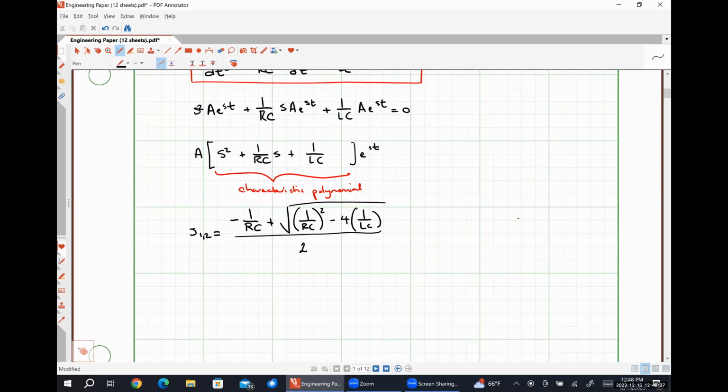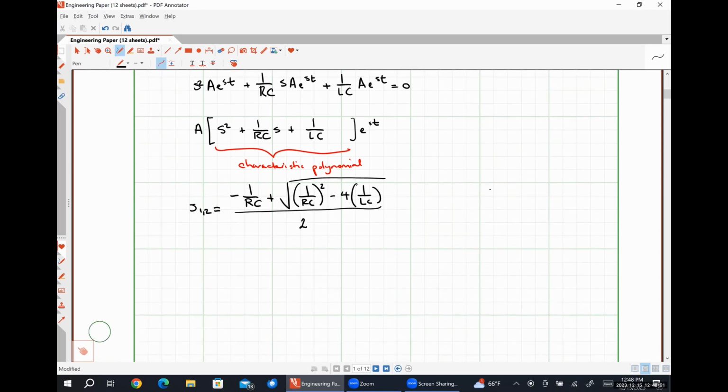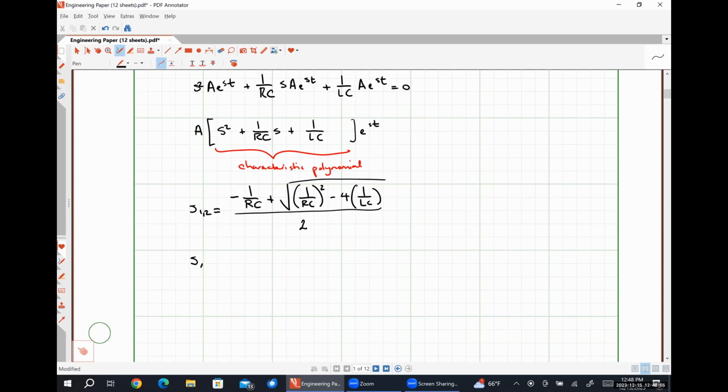And now I'm going to play around with things a little bit here. And by that, I mean, I'm just going to move this 2 from the denominator up into the numerator so that I don't have fractions on top of things. Okay. So I will have s1,2 is going to be equal to negative 1 over twice RC plus the square root of 1 over twice RC squared minus 1 over the square root of LC squared. So I got a little bit fancy there at the end.